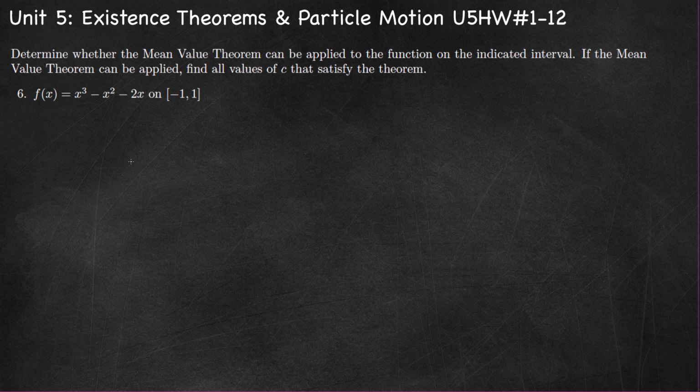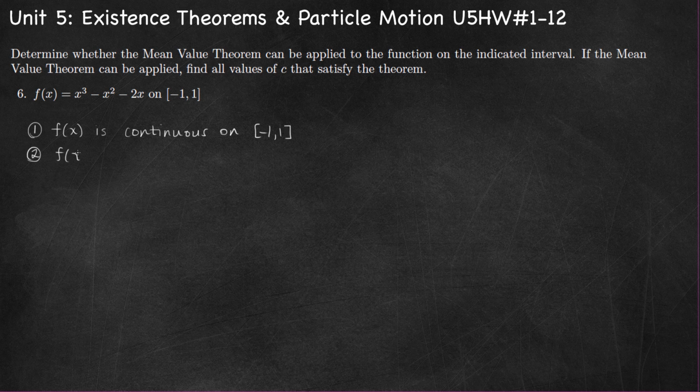So the conditions for the mean value theorem are just that we are working with a function that is continuous on our closed interval and differentiable on the open interval. We do not need the function values to be equal at the endpoints. For number 6, our function is x cubed minus x squared minus 2x. This is a polynomial function, so it is continuous and differentiable everywhere. So we only have 2 conditions to check for the mean value theorem. f of x is continuous on our closed interval from -1 to 1.